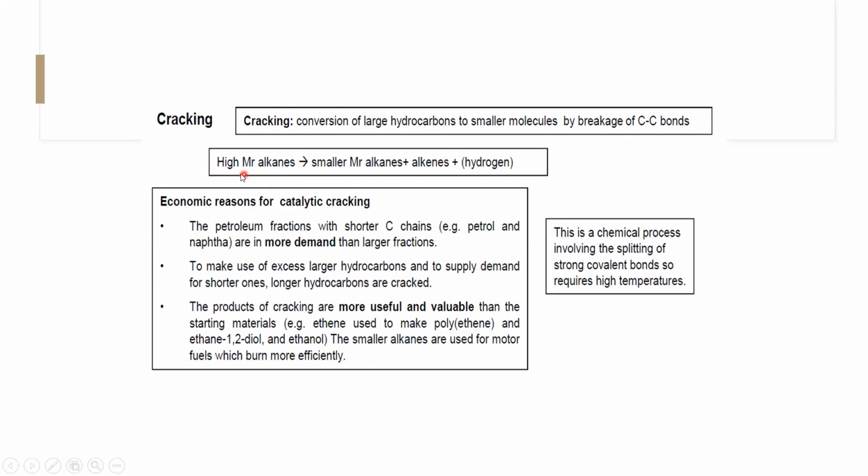So higher relative molecular mass alkanes are converted into smaller alkanes and alkenes, and we can have hydrogen as well. This is a chemical process which involves the splitting of a strong covalent bond, so it requires a high temperature. What are the reasons for catalytic cracking, or why do we carry out this cracking? Because the petroleum fractions with a shorter chain, for example petrol and naphtha, are more in demand than the larger fractions.